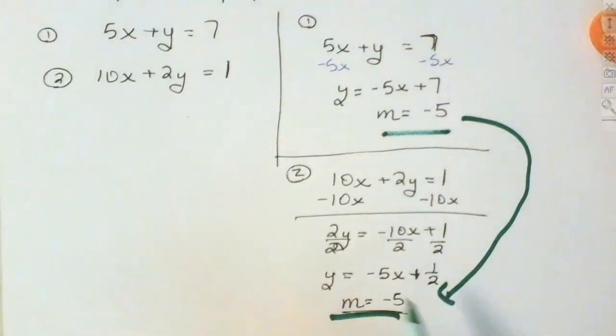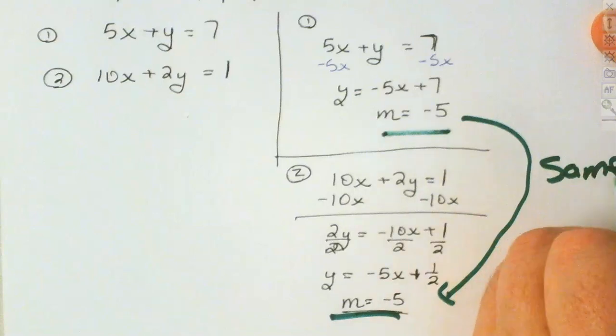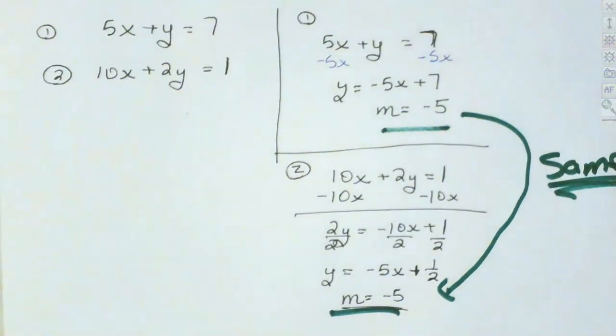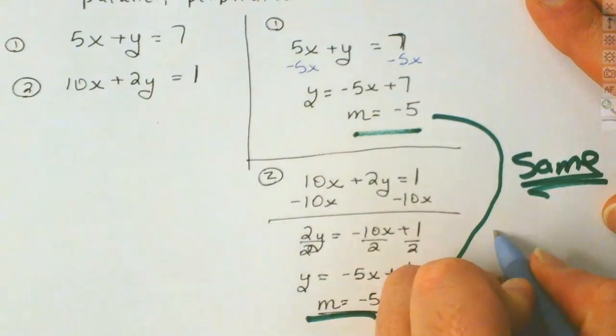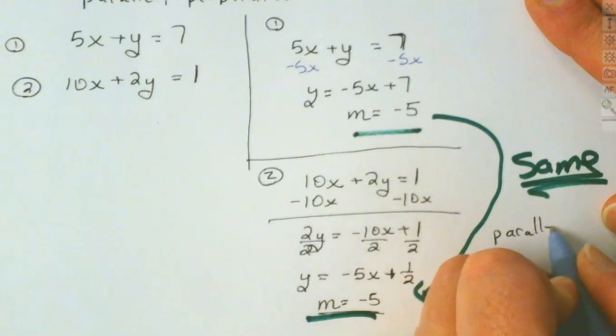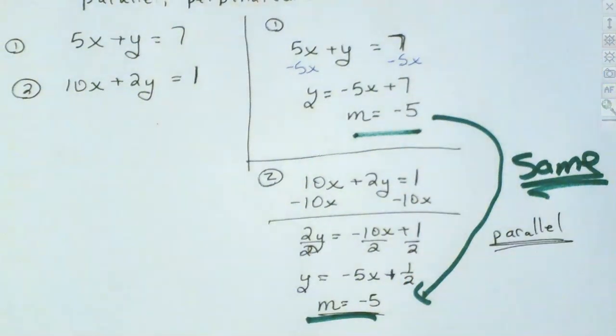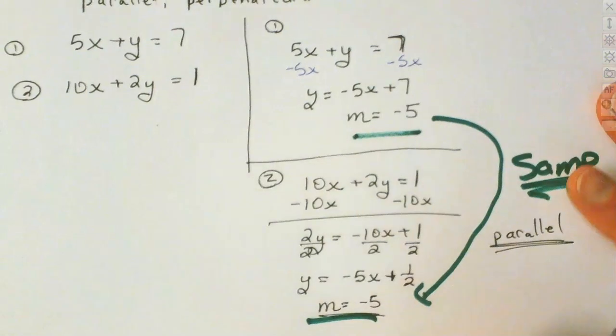Now, what do you notice about these slopes? Yeah, these are the same. If the slopes are the same, what are these lines? These lines are parallel. So if they come out to be the same numbers, they are going to be parallel. Okay? So you have to take each one and you solve them independently.